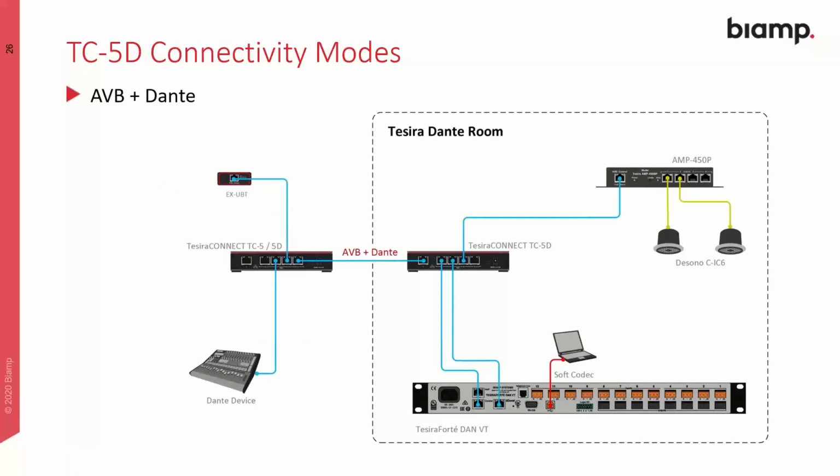This, however, could be avoided by replacing or at least interfacing to that network using an AVB and Dante capable device, a TesiraCONNECT. So I can place a TC5D on the other side of that bridge and bridge that Tesira Dante room to the AVB network on the other side. So this is supported. Now, it is understood that there's not a lot of ports in a design like this. So of course you can daisy chain additional devices as needed to add the ports that you require.